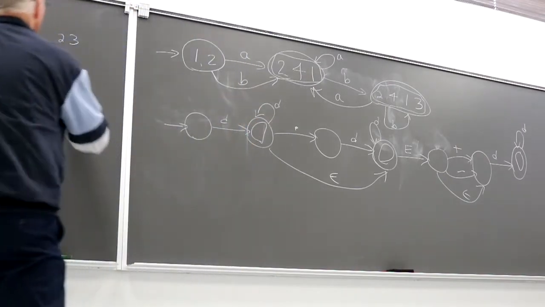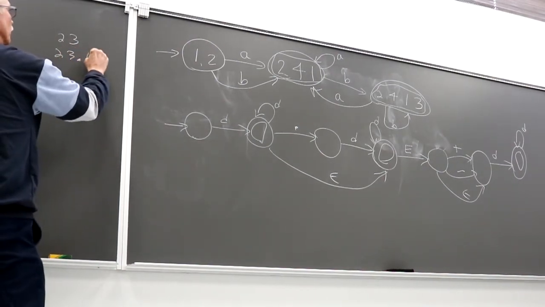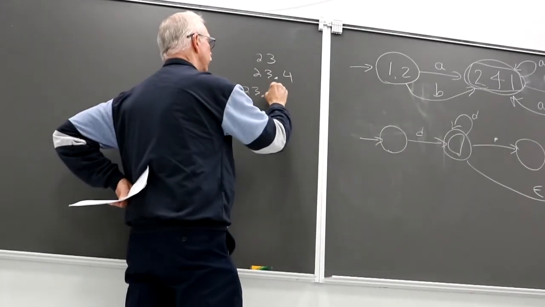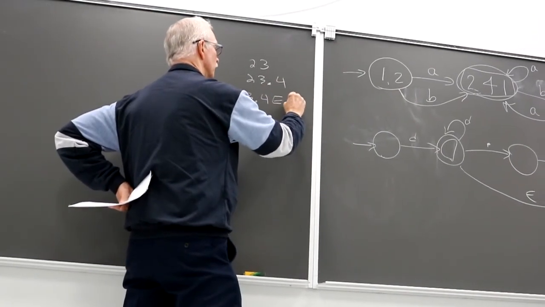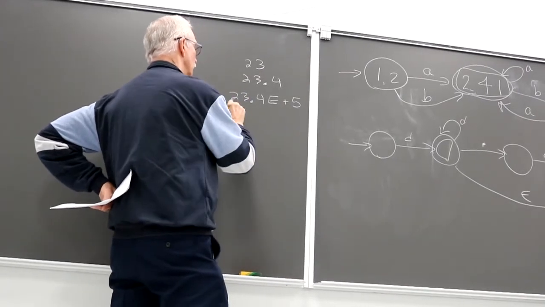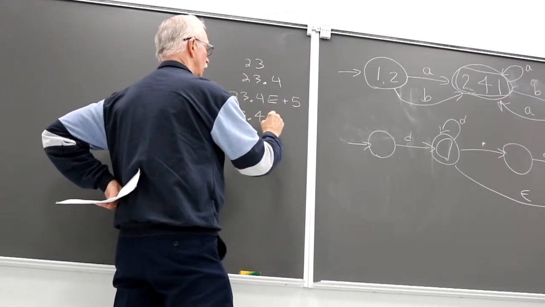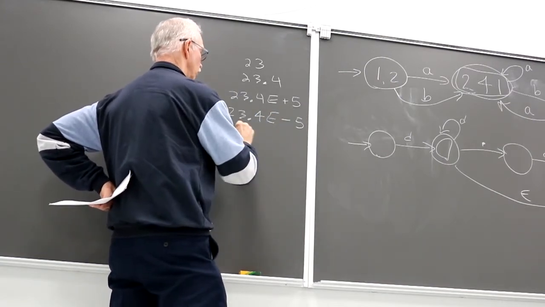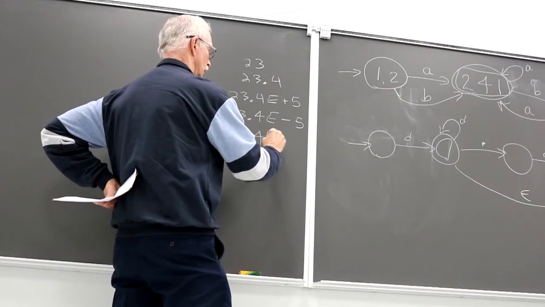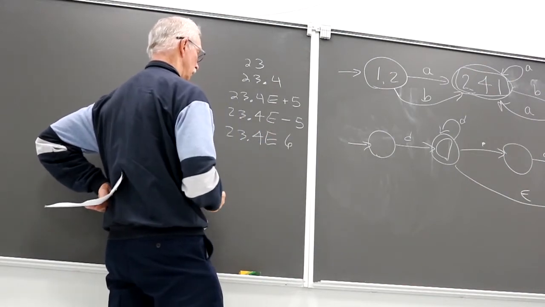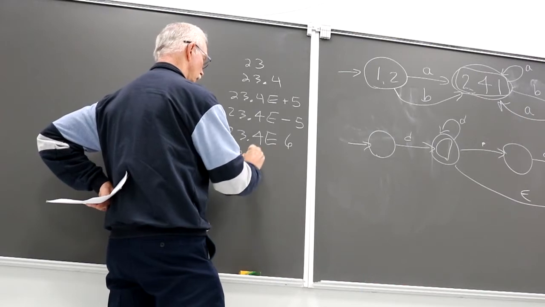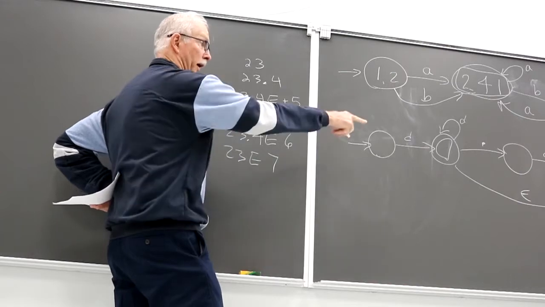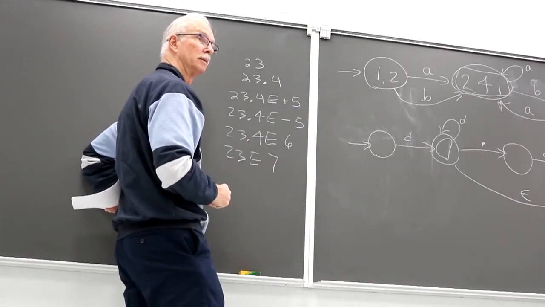So that says I can see 23.4. That says I can see 23.4 E plus 5. I can see 23.4 E minus 5. I can see 23.4 E6. I can see 23 E7, which is why I needed the bottom epsilon you told me about.